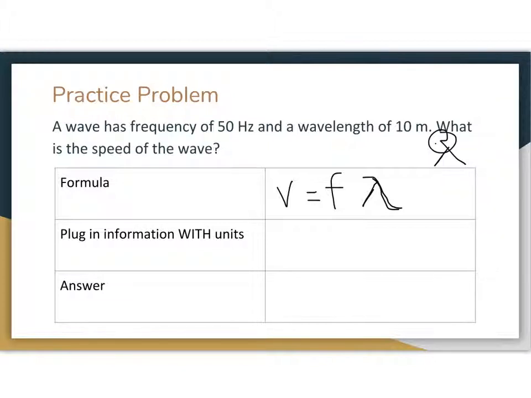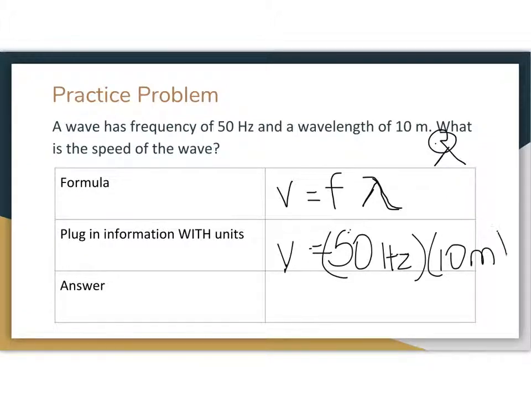Okay, so now we're going to plug our information in. We're looking for velocity. We know the frequency, which is 50. Don't forget, you should always plug in your units. So we're going to put the hertz in there, capital H, little z. And our wavelength is 10. So I'm just multiplying 50 times 10. Really easy. When I do that, I'm going to get 500. My velocity is 500, but 500 what?